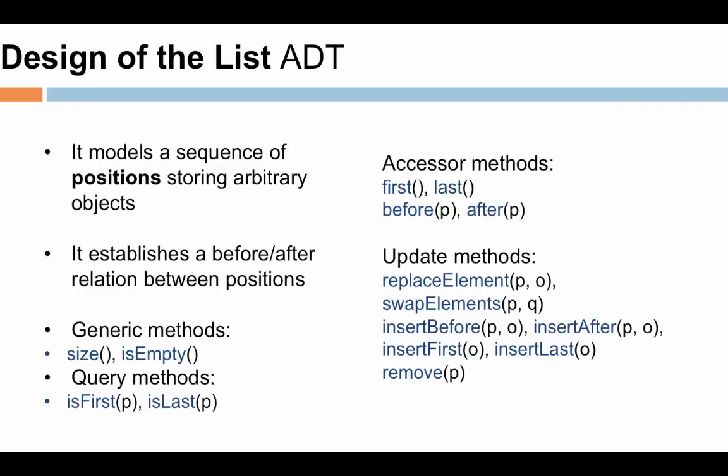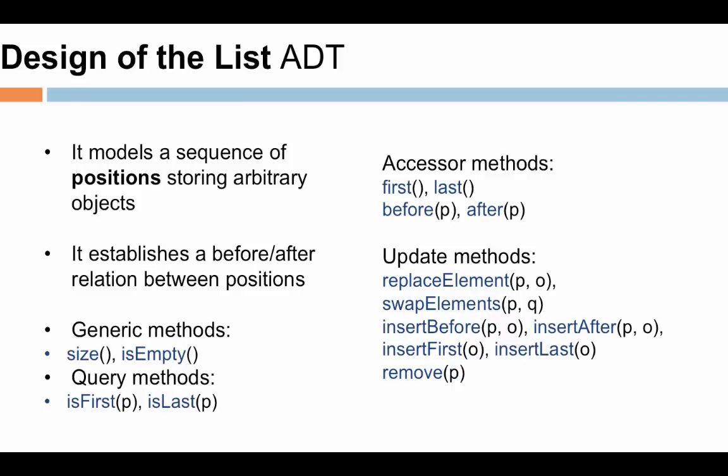After all these methods, which are essentially structural queries about the list, we have update methods, where the methods that we have are the replace element method, which takes in as argument a position and a value, and replaces the element in position P with a given value O. Similarly, we have swap elements, which takes as arguments two positions and exchanges the contents of the two of them, and insert before and insert after, which take a position and an object and insert the element in a new position just after the given position P or just before the given position P.